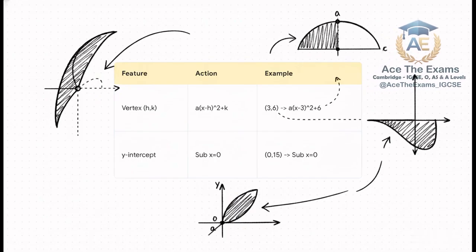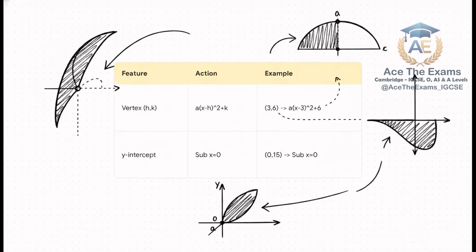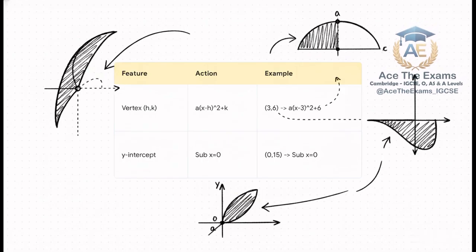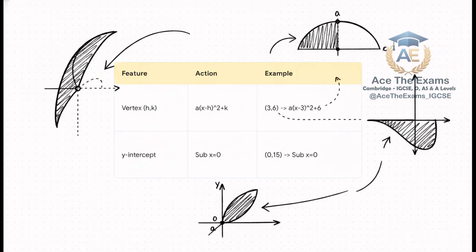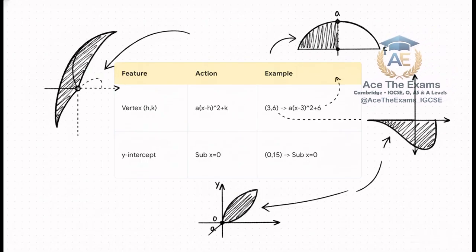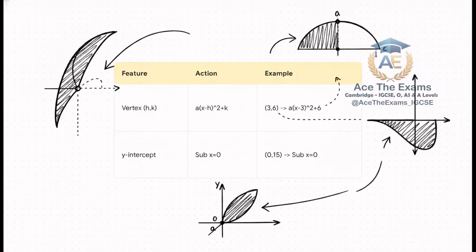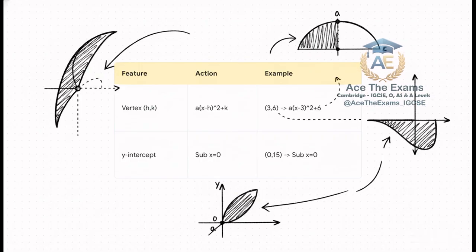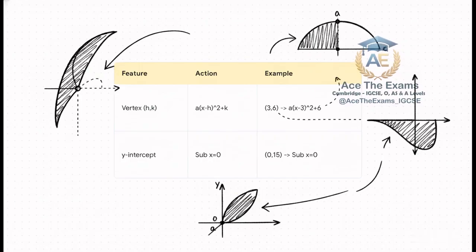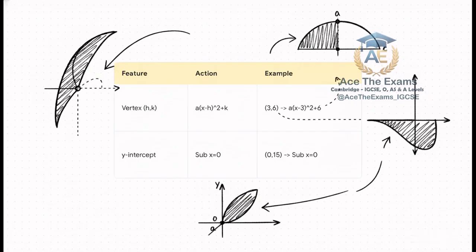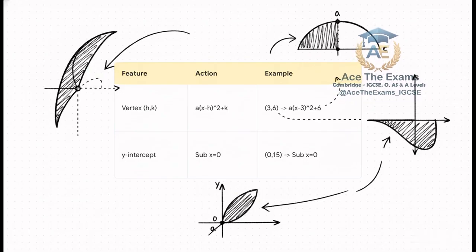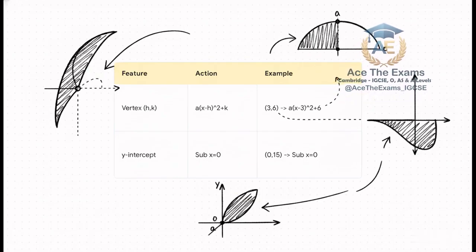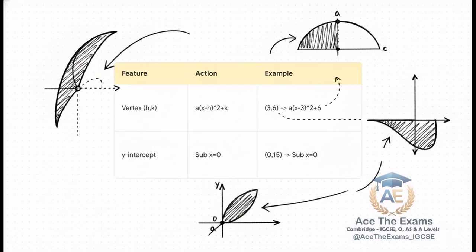For example, if a graph clearly shows a vertex at the point (3, 6), your equation instantly starts as a times (x minus 3) squared plus 6. You're already 80% done. Then, if they give you another clue, like a y-intercept of (0, 15), you just plug in x equals 0 and y equals 15 into that exact equation to find your missing a value. It's beautiful. It maps the visual directly to the algebra. There is absolutely no guessing required.